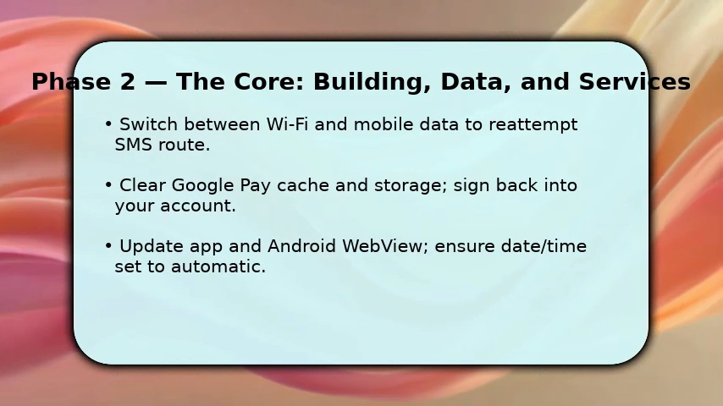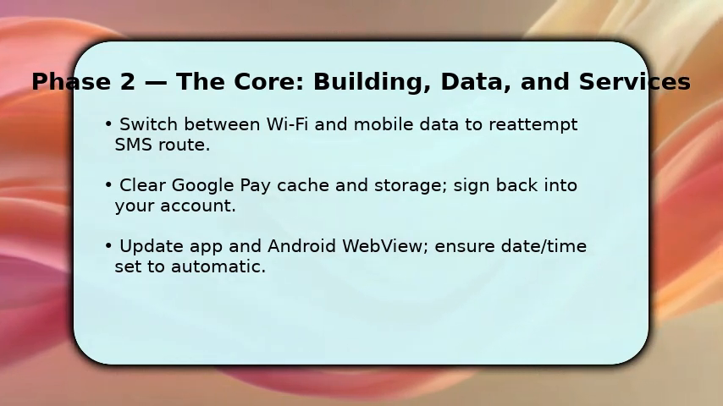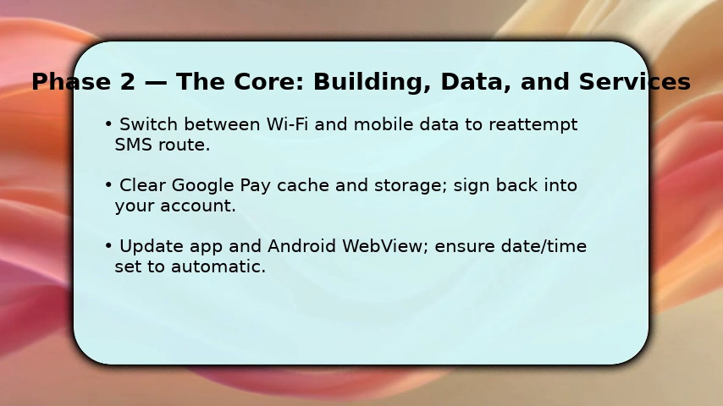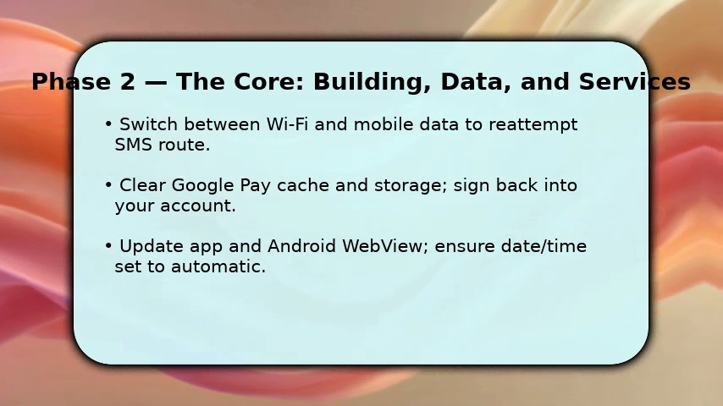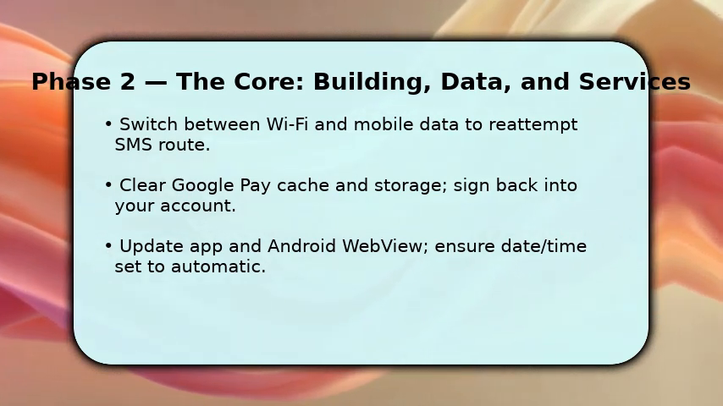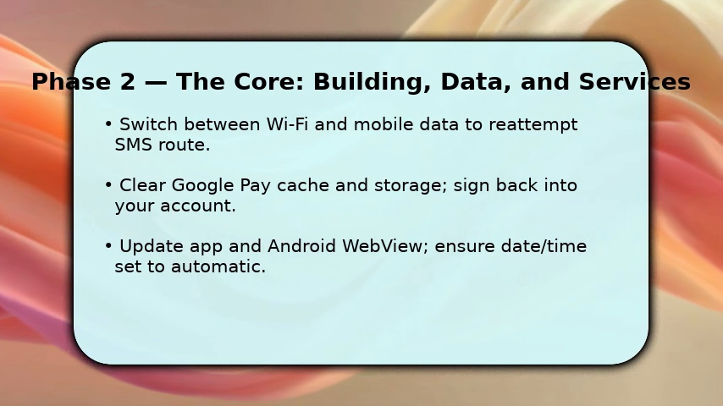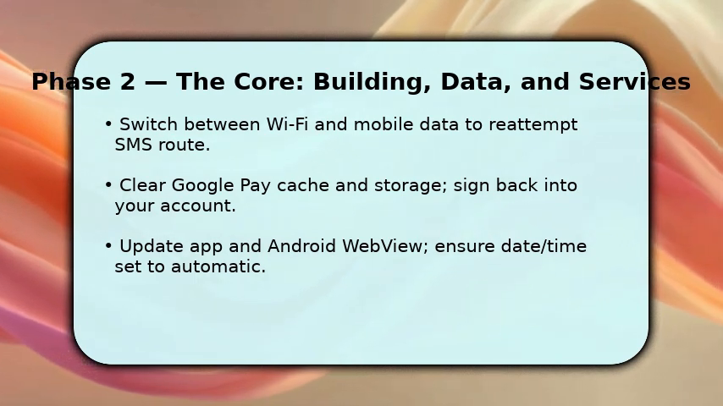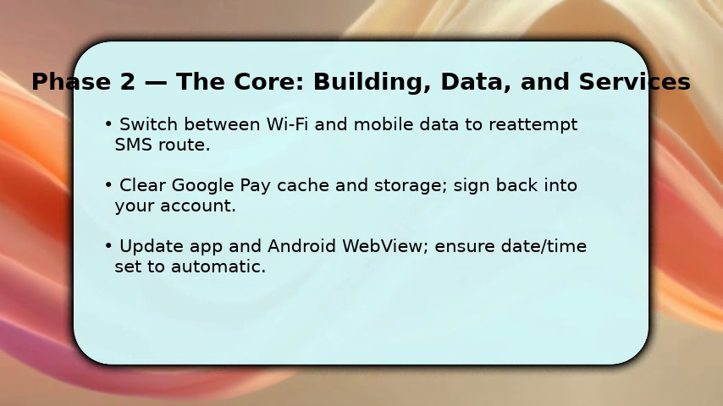Now you tackle connectivity and app state. Toggle Wi-Fi and mobile data to force a new network route, because some carriers block SMS over Wi-Fi calling. Then clear Google Pay cache and, if needed, storage. Sign back in so the app re-registers for SMS delivery.